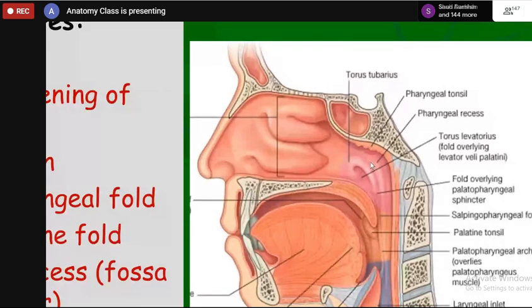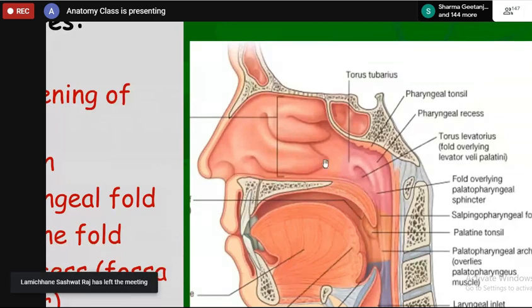Just say the first one is the opening of the auditory tube. Now what is the location of the opening of the auditory tube? This one is the superior nasal concha, middle nasal concha and the inferior nasal concha, and this one is the posterior end. Now the opening of the auditory tube is 1.25 centimeter below and behind the posterior end of inferior nasal concha. That is the location of the opening of the auditory tube.